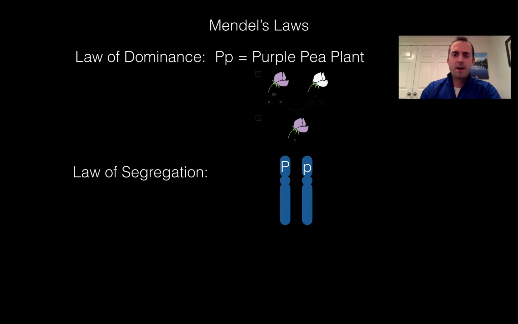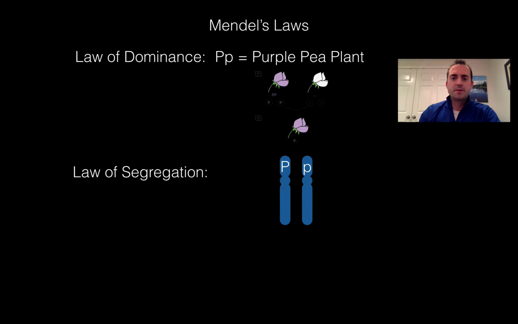In this video I'm going to talk about how to set up dihybrid Punnett square problems. In our last video on monohybrid crosses, I talked about two of Mendel's important laws, the law of dominance and the law of segregation. The law of dominance taught us that when you have a heterozygous individual, such as big P, little p, in pea plants, the big P, the dominant gene for purple flowers, is going to mask the white gene for white flowers in those heterozygous individuals.